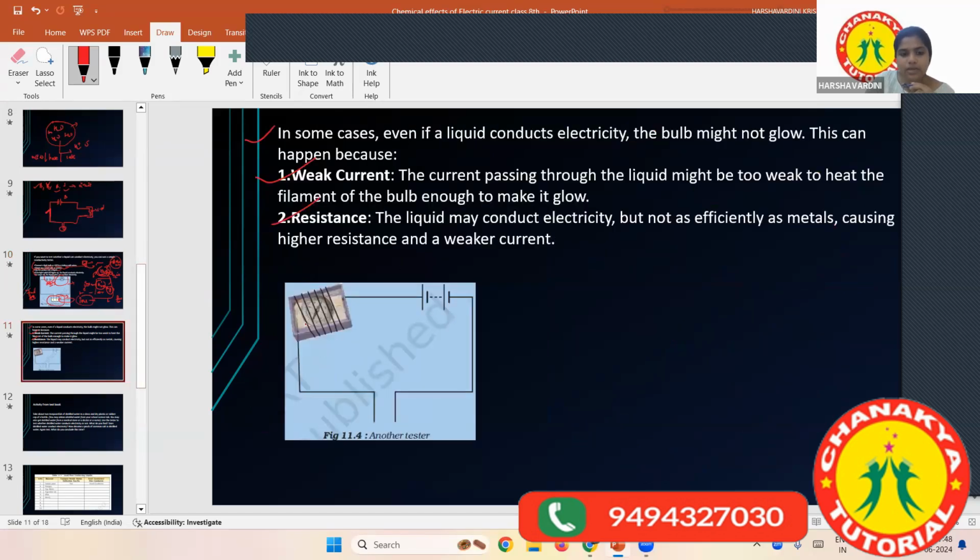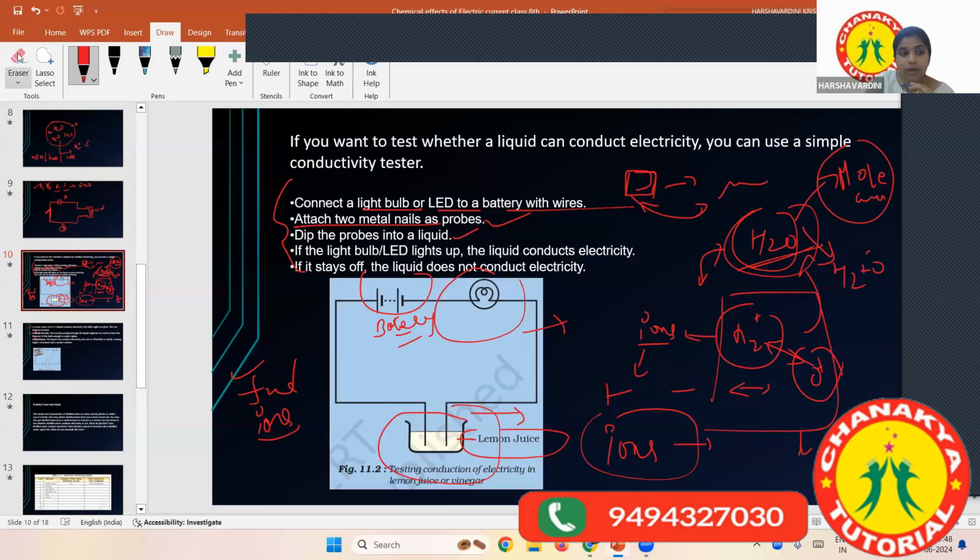Now see here. I can ask one more question from this diagram. Take that as homework. We have a circuit. We have a battery and we have lemon juice. What is the purpose of the battery?